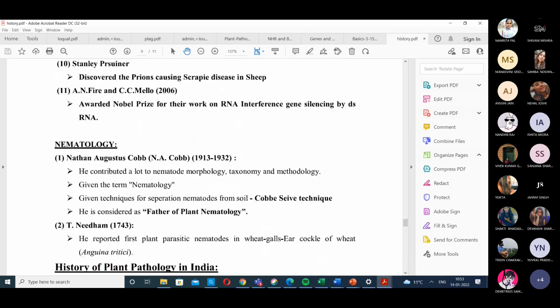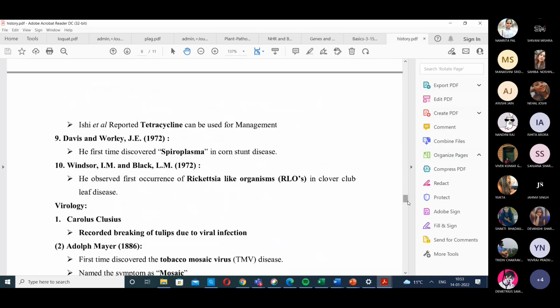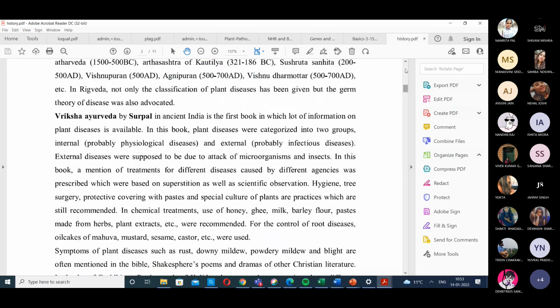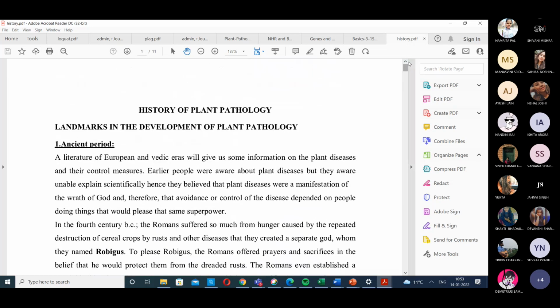So this was all about the history in brief. This is history in a very brief form. Otherwise, if we talk about history, you will find some books that have a very detailed history. So here we have just discussed the important points and important landmarks of plant pathology, how and where, or in which year, some remarkable discoveries were made by people in the area of plant pathology, right?